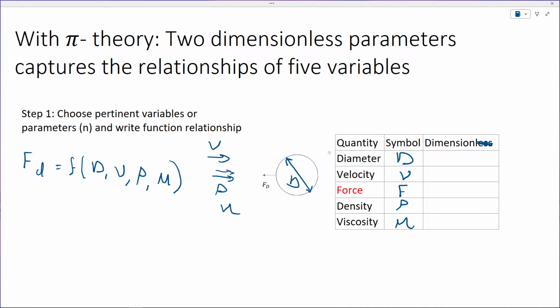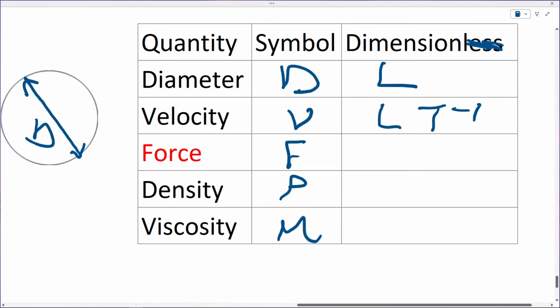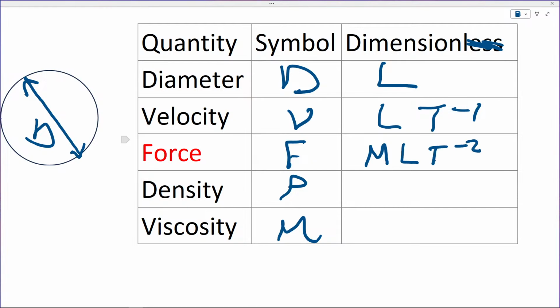What's the dimension of a diameter? We know that this is L. Velocity, what's the dimension of velocity? That's L over T, so that's L T minus 1. Force, remember, that's mass times acceleration. So that mass is M. And then acceleration, that's L T minus 2.